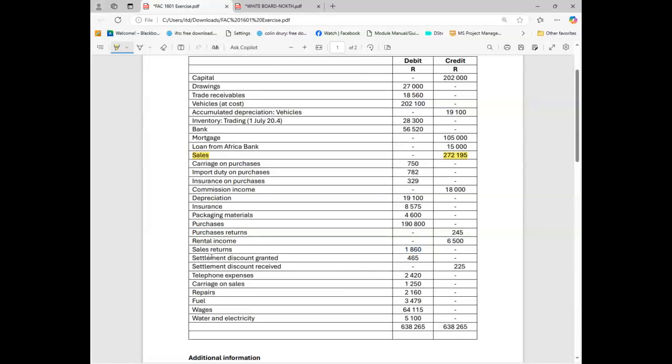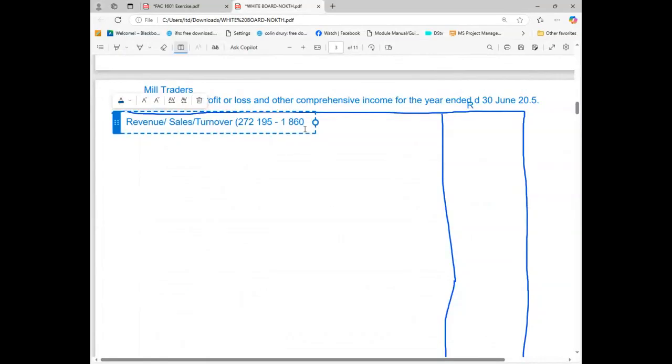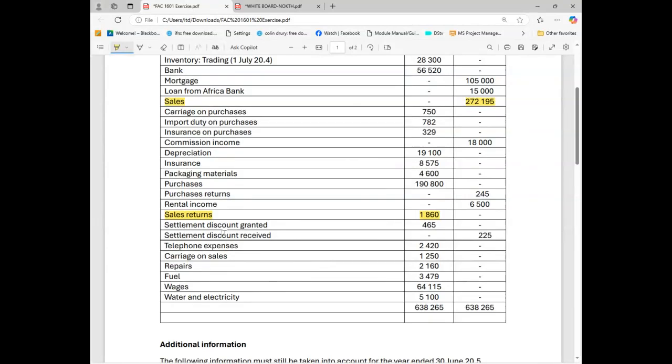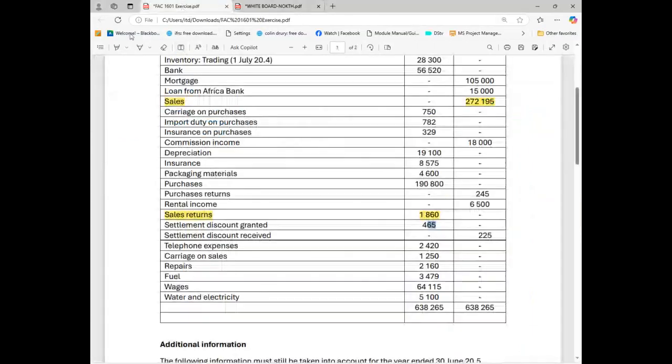Let me highlight it so that we can see. Make it a bit bigger. Sales returns here, 1860. I'm going to minus it there. And we must also minus the settlement discount granted. This one, can you see now? We have 465. We minus 465. So you must always make sure that you remember that, otherwise it will affect your answer. So now we must minus that.